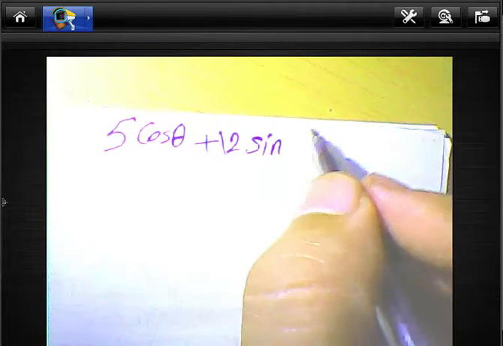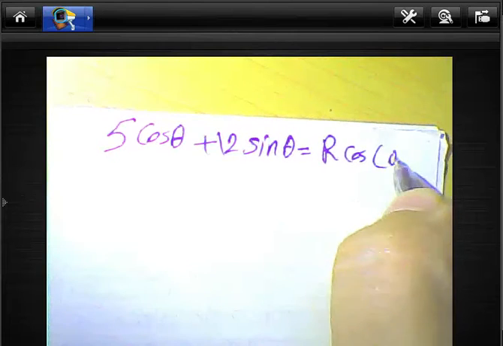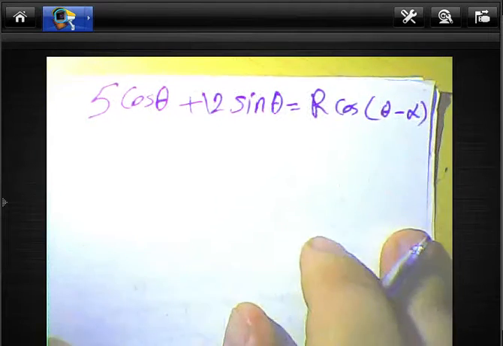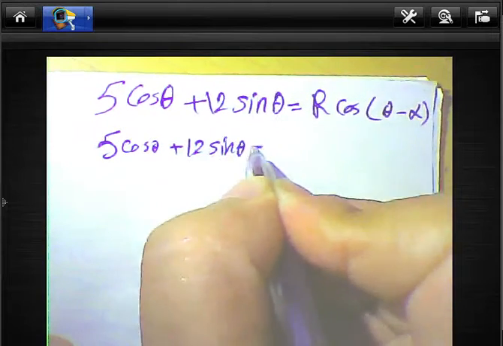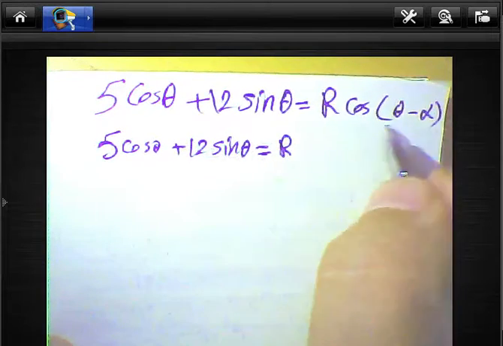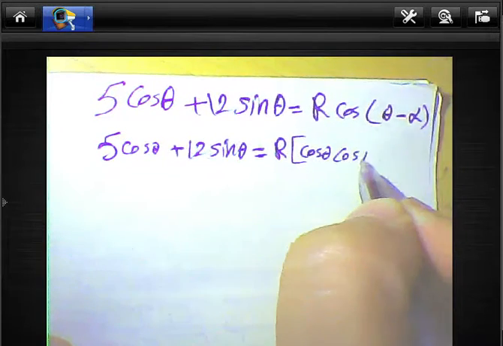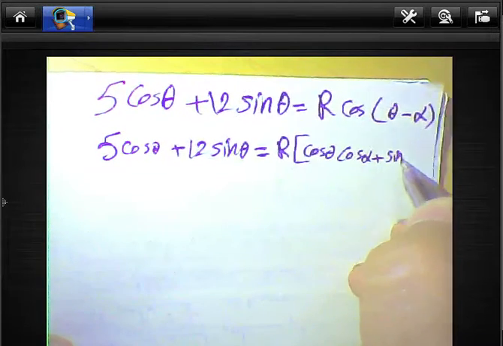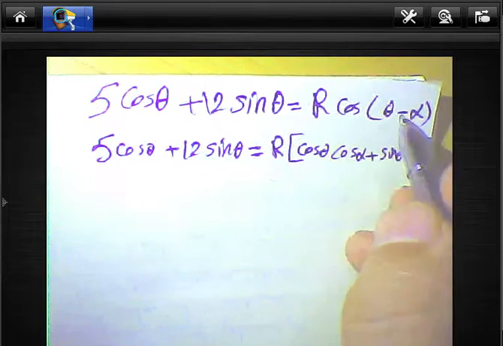Look at this question. What about 5 cosine theta plus 12 sine theta equals r multiplied by cosine of theta minus alpha? We know 5 cosine theta plus 12 sine theta equals r multiplied by this expression. We can write cosine theta cosine alpha plus sine theta sine alpha, and we keep the sign as it is for the sine term.